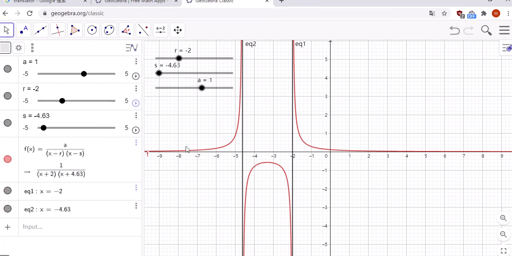The graph is above the x-axis. On the right side, x more than -2, the denominator is positive, so the y value is positive, more than 0, and the graph is above the x-axis. In the middle, when x is more than -4.63 and less than -2, the denominator is negative, so the graph is under the x-axis. Okay, we see it again.